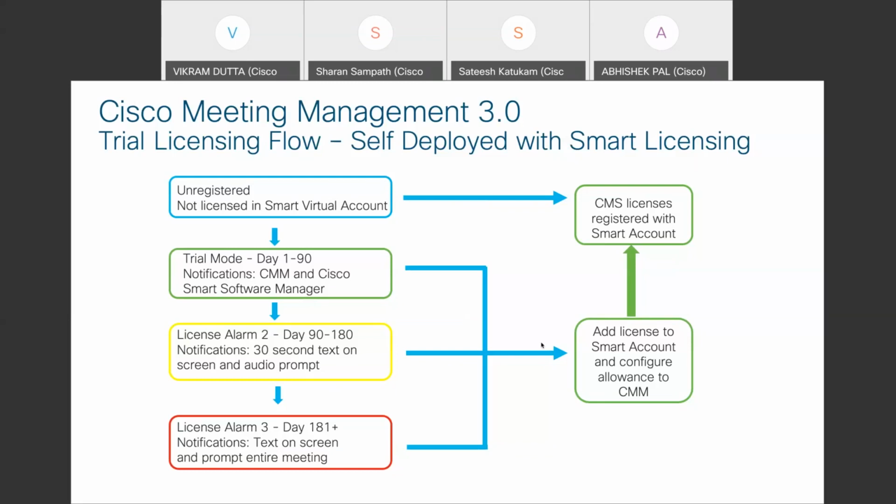You're basically expected to put some licenses on your smart software manager on the cloud, and you are expected to connect your CMM to that CSSM so that your CMS gets licensed. For instance, if you were not able to license it within the first 90 days and the trial period expires, a license alarm will be generated for days between 90 to 180.